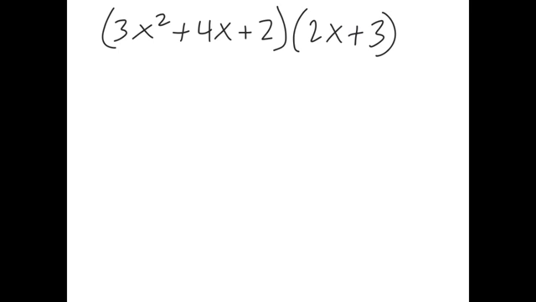Alright, so now let's do it actually with polynomials. So here we have 3x squared plus 4x plus 2 times 2x plus 3. It's going to be the same method we just did, but this time we're involving variables. Now, I'm going to start with the geometric way first. So let's set it up. Set up our rectangle.